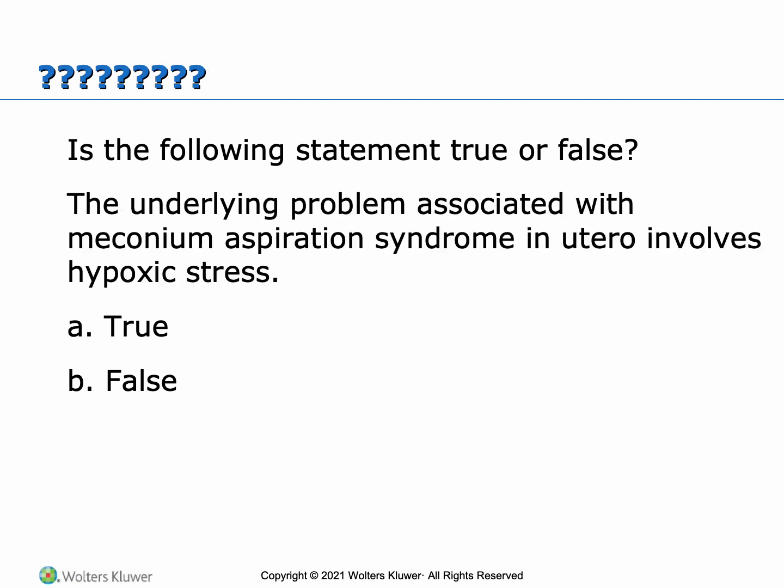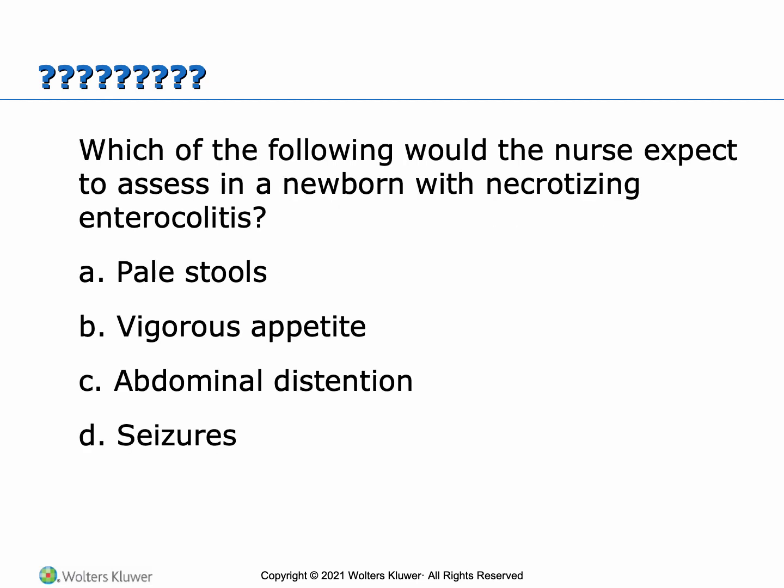Stop. Is the following statement true or false? The underlying problem associated with meconium aspiration syndrome in utero involves hypoxic stress. The answer is true. Meconium may be passed in utero secondary to hypoxic stress.